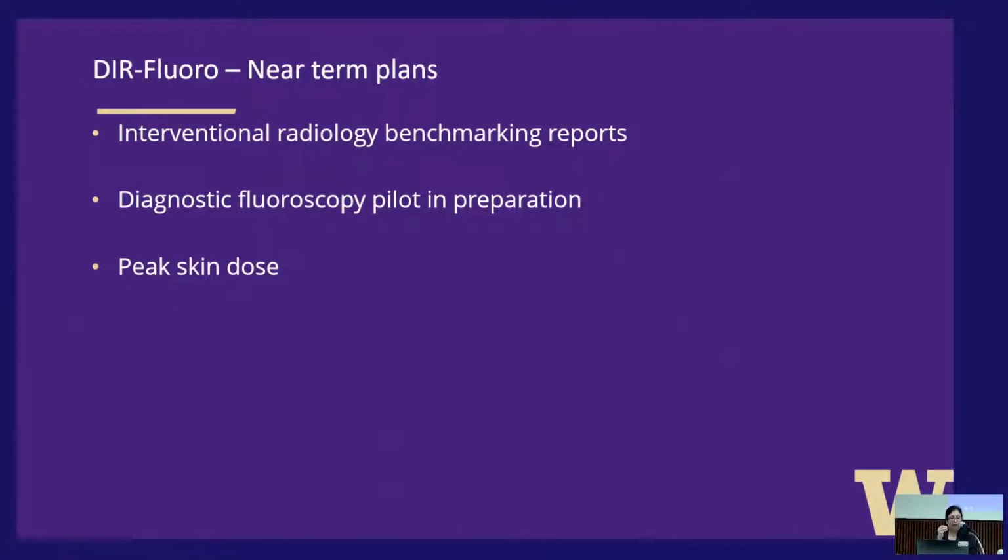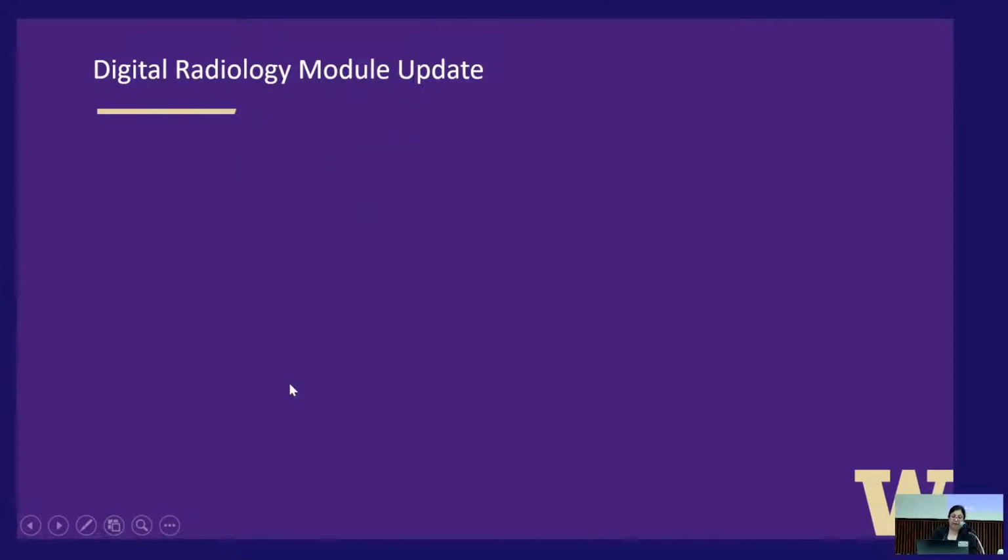All of us do it as physicists, but we all use different conversion factors to go from air kerma to skin dose. I'm sure what Sam uses versus what I use might be slightly different, such as the backscatter factor or attenuation factors. So I think the registry is going to make an attempt to also calculate peak skin dose, and they will probably publish what factors they're using. That will also be very helpful to make sure that we are comparing apples to apples across the country. So this is all very exciting coming down the line for DIR fluoro.